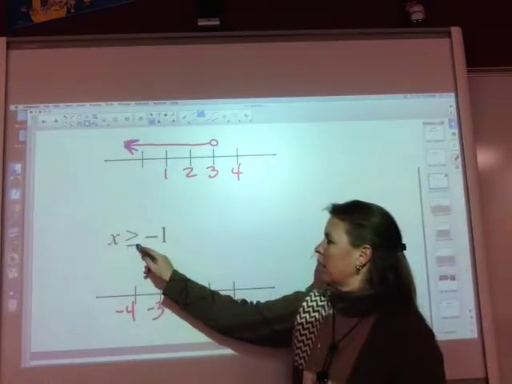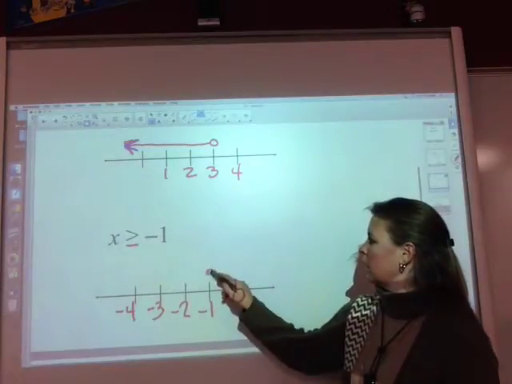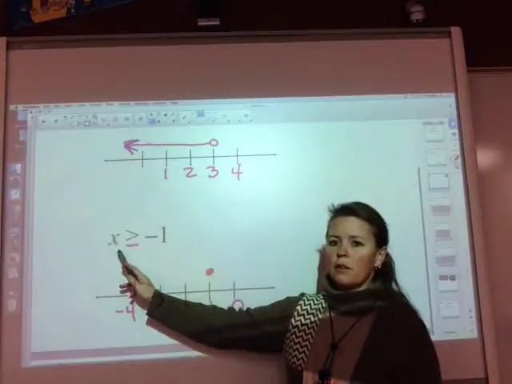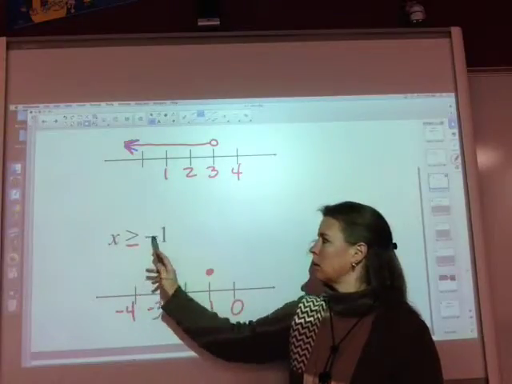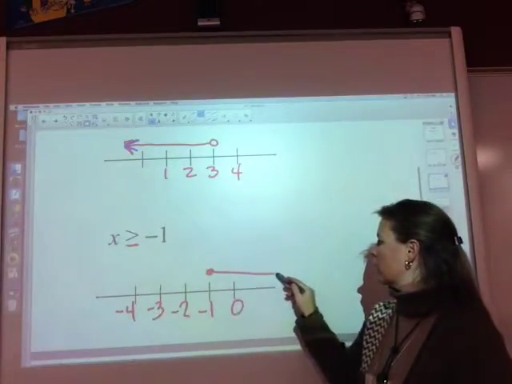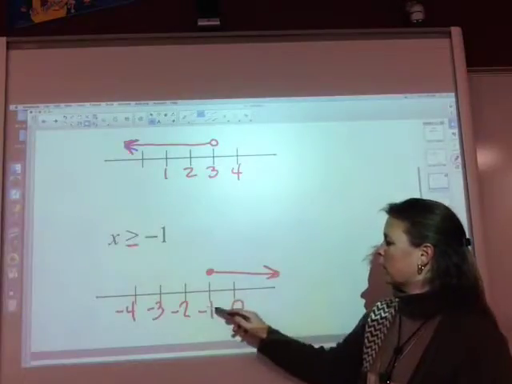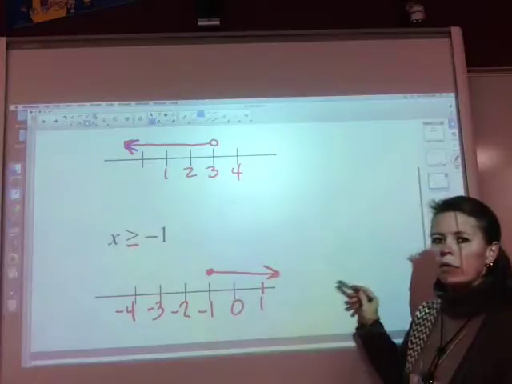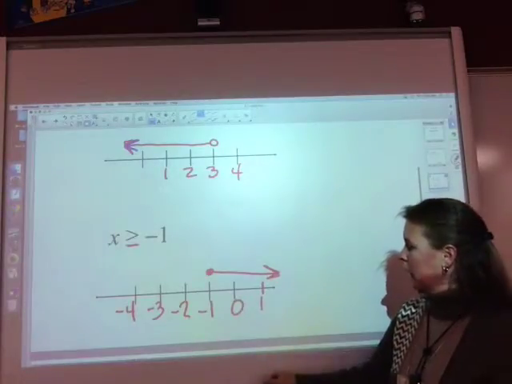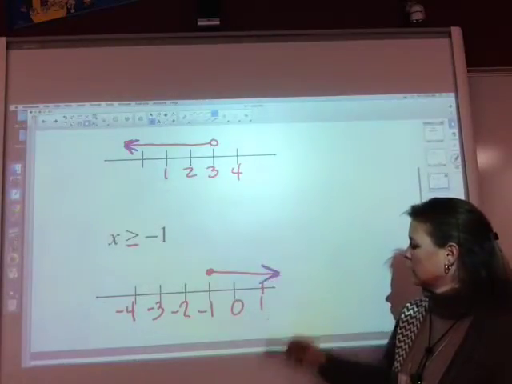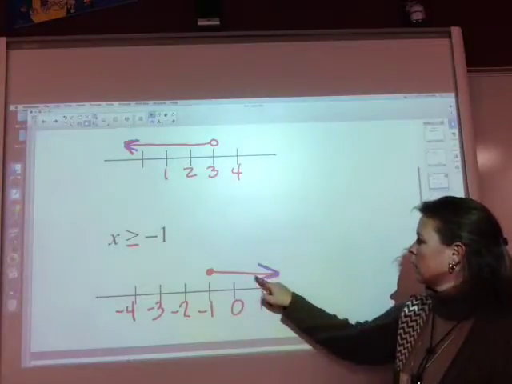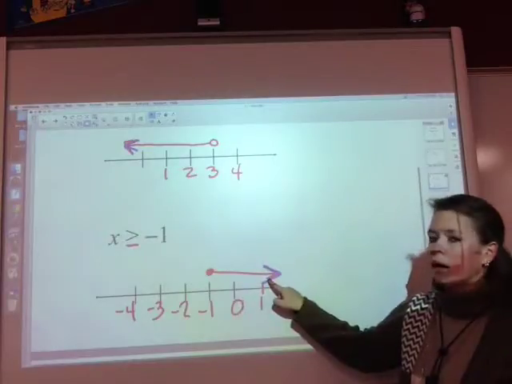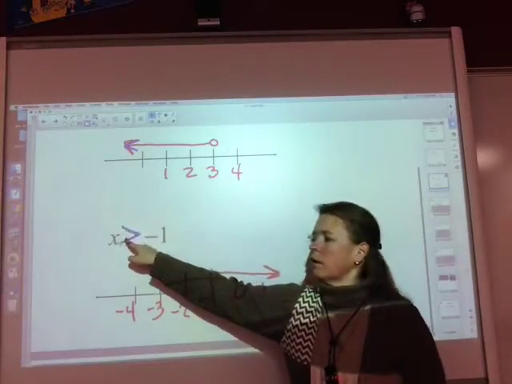This time we have an underline, closed dot over the negative 1. And it reads, with the variable first, x is greater than or equal to negative 1. Greater than or equal to. What's greater than or equal to negative 1? 0 is. If you want to put another one, 1 is. 2, 3, 4, 5, 6. And again, check and see if it matches. Greater than points to the right, but it also matches your greater than sign. The arrow and your greater than sign.